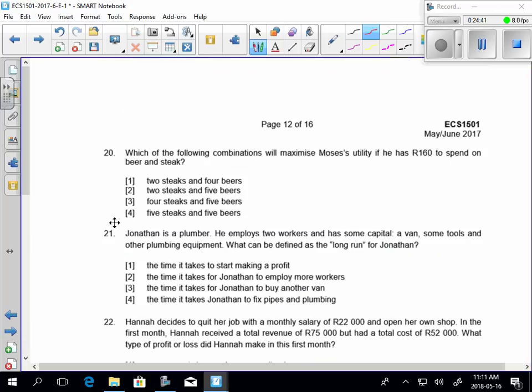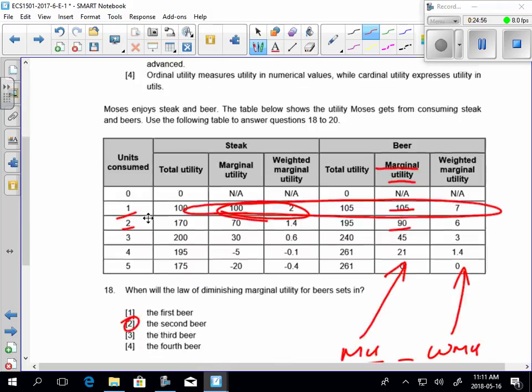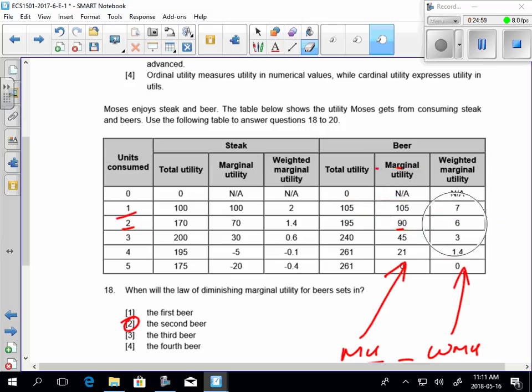Which of the following combinations will maximize utility if you spend 160 Rand on beer and steak? Remember, to maximize your utility, you need to spend all available income. So you're going to spend the entire 160 Rand. So if you look at the table here, now you can use your weighted marginal utility. You don't look at anything else because your weighted marginal utility already calculates the per Rand value utility that you get from these two products. Okay, so you can ignore everything else.